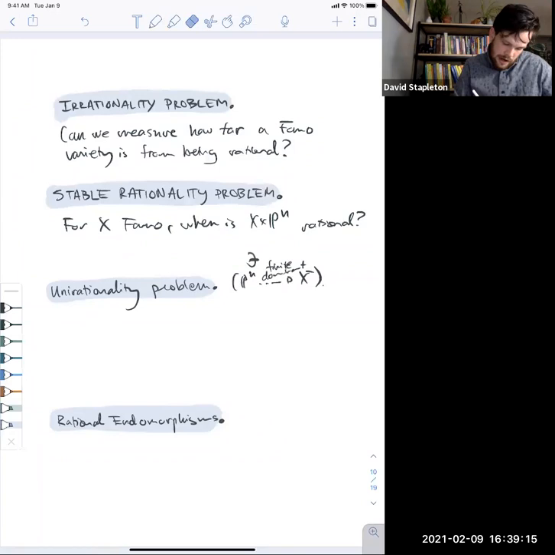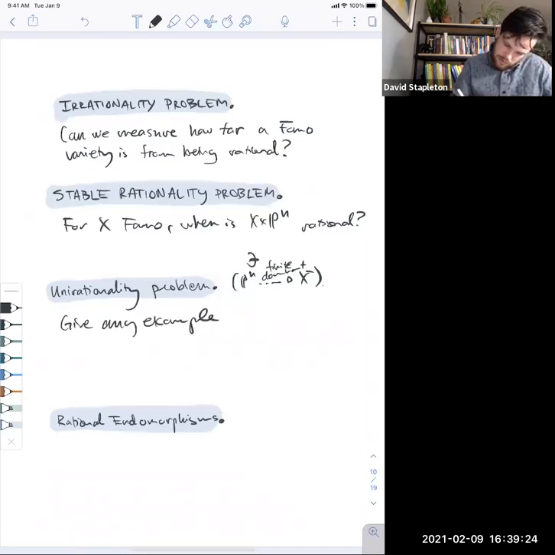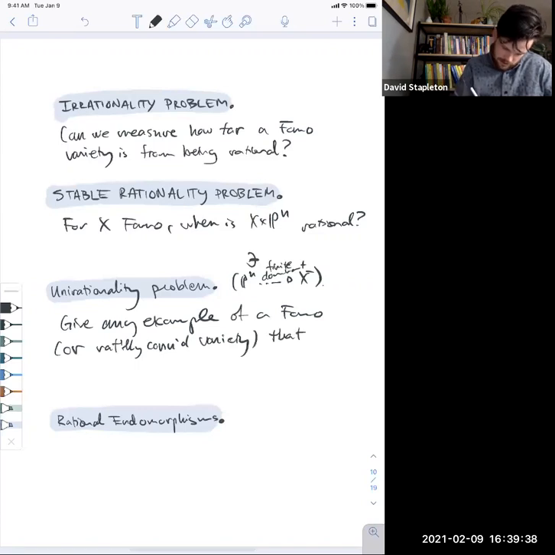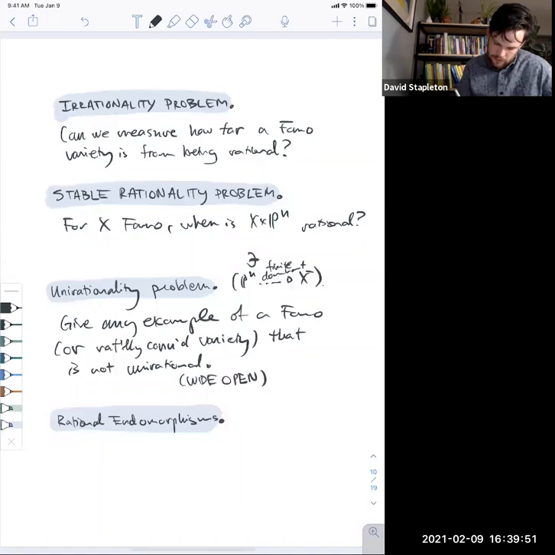So the unirationality problem as it stands is, can you give any example of a Fano variety or rationally connected variety that is not unirational? So as far as I know, this problem is totally open. And this is sort of a famous open problem in this sort of area.